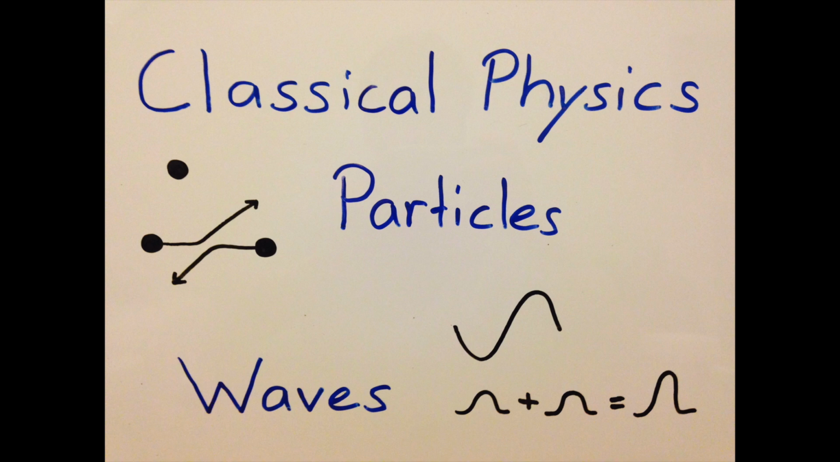Waves, on the other hand, are spread out and they can interfere with each other, as shown in the example at the bottom right. If two crests meet, they reinforce one another to produce a higher crest. Similarly, say a crest and a trough cancel each other out.